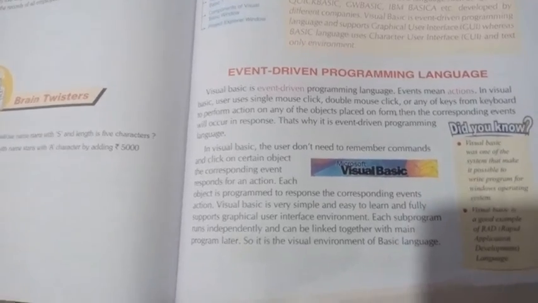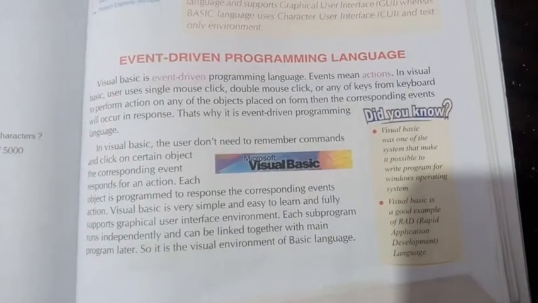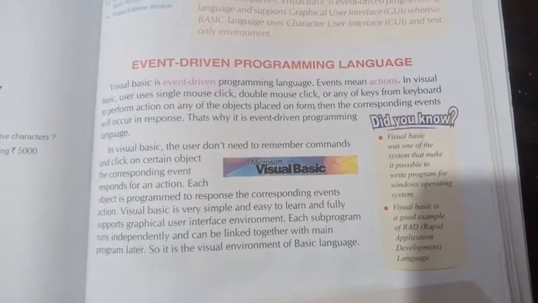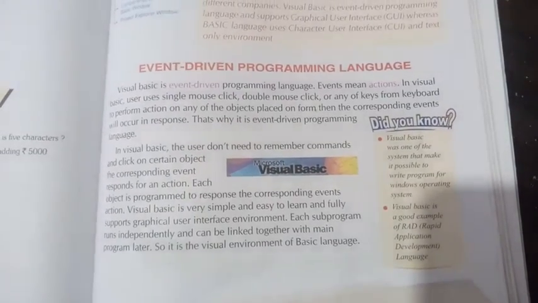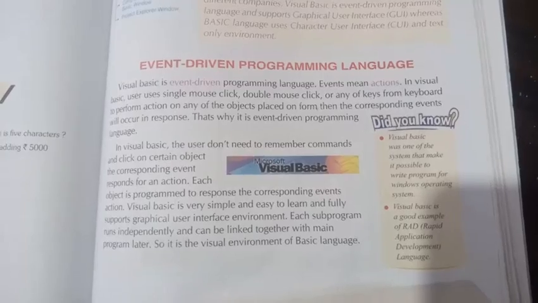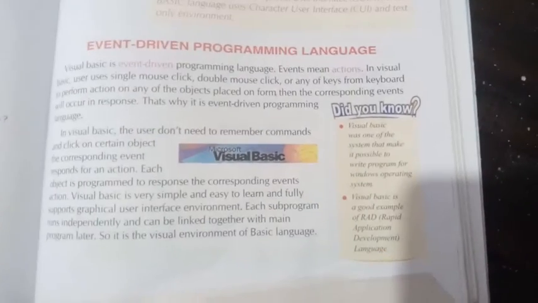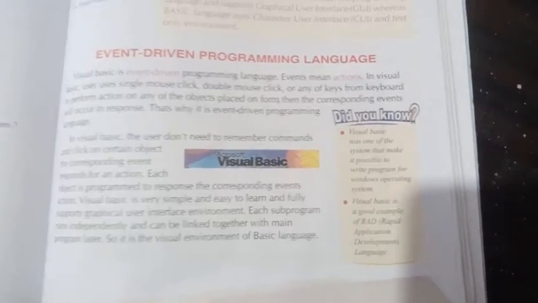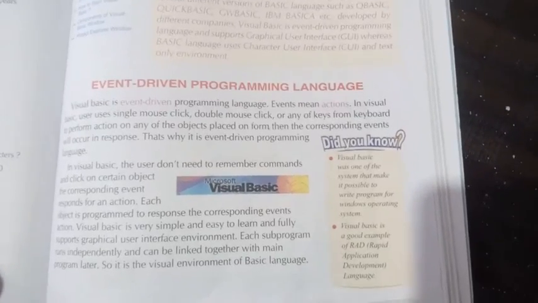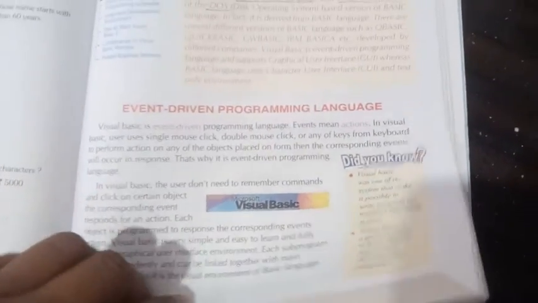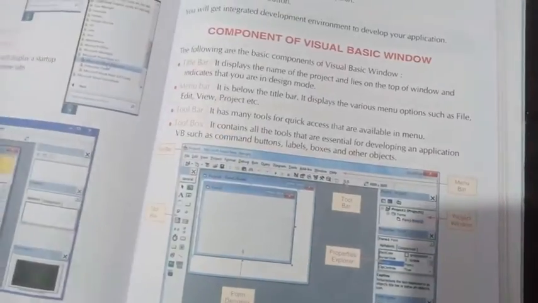Now we are moving on to two things. Visual Basic was one of the systems that made it possible to write programs for the Windows operating system. And RAD, rapid application development. So this is about the basics of this.